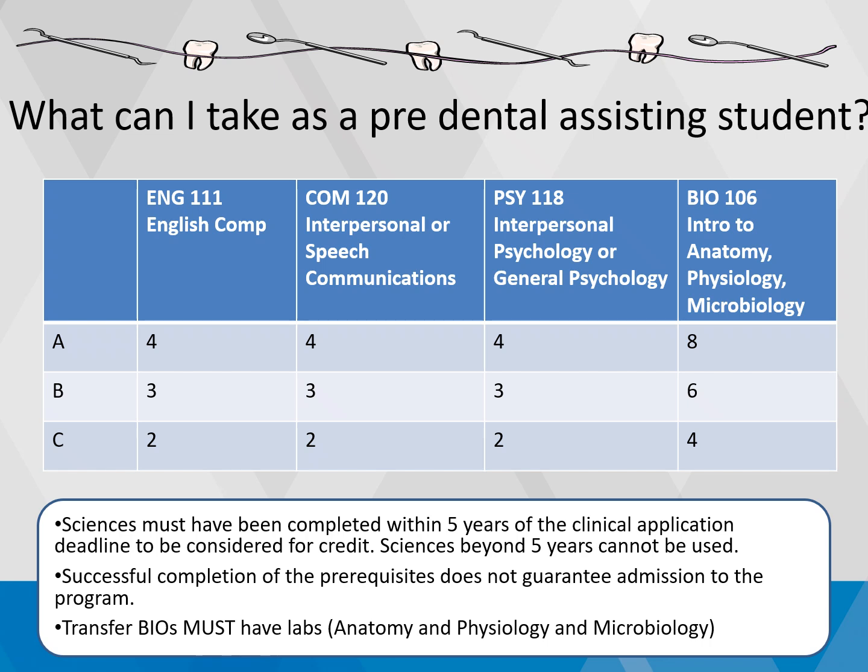Below the course listings, you will see the points that are awarded for grades of A, B, or C. This is the point system that we use to admit students to the program.